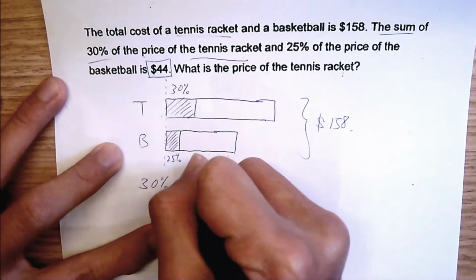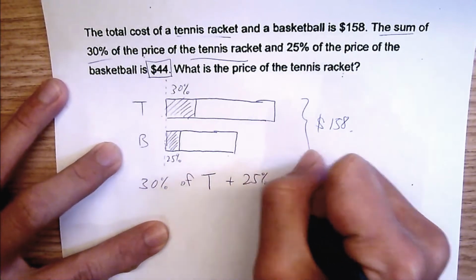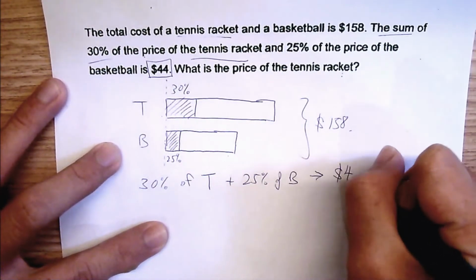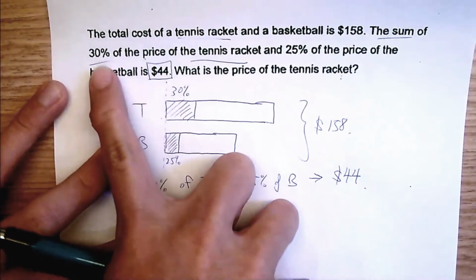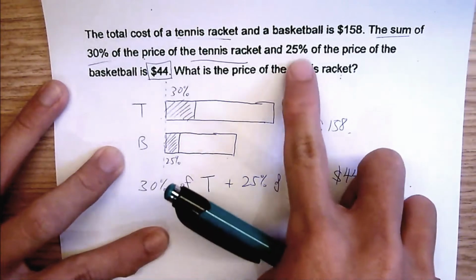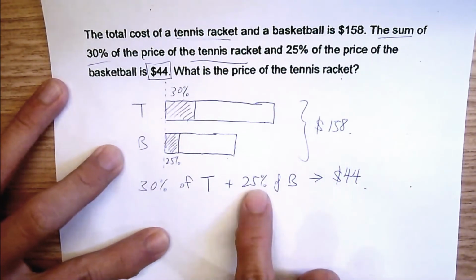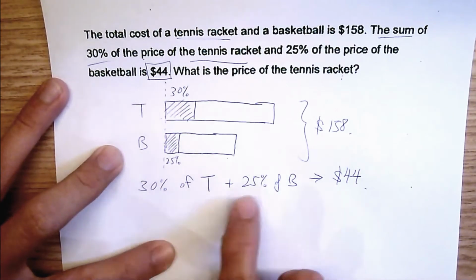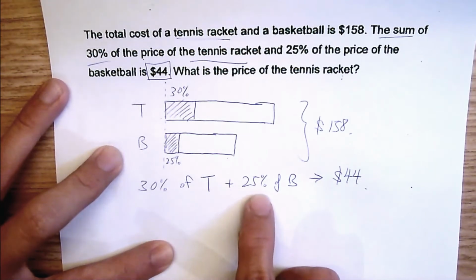30% of tennis, I'm going to put T, plus 25% of basketball is $44. Makes sense, right? Because this is exactly what they say: 30% of tennis racket and 25% of the basketball is $44. Now, I want to make either one of them to be 100%. It'll be easier for me to make the basketball 100% because I need to multiply 25 by 4 to become 100%.